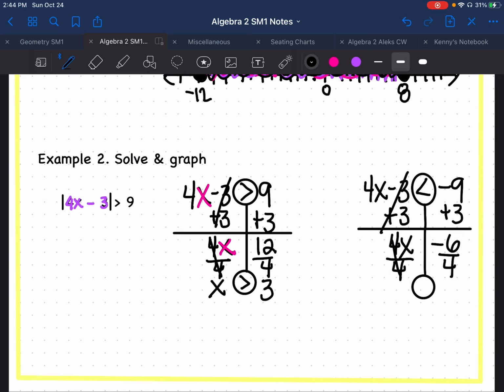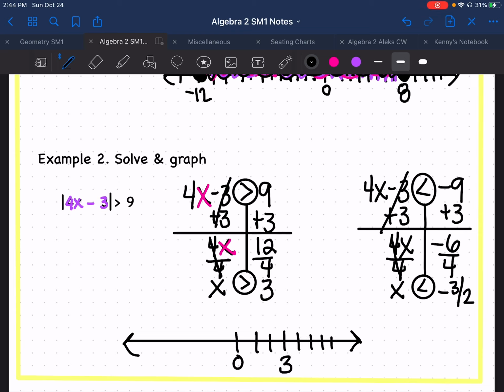Is my sign going to flip? No, it didn't flip on the last one. It's not going to flip here. And I could leave it as the fraction, -3/2, or the decimal, -1.5. If I were to graph this, there we go, I would need to see 3, 0, 1, 2, 3. And of course, I could put more if I wanted.